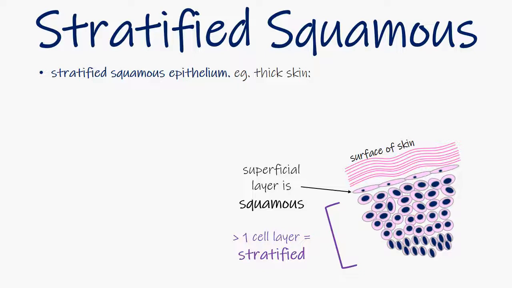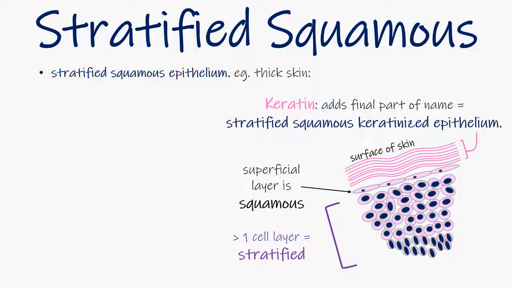One additional term I haven't told you about yet, but I'll tell you now, is that thick skin is covered on its surface by a layer of keratin, and this adds the final part of the name of thick skin, which in its full form is stratified squamous keratinized epithelium. Keratin is an acellular layer that provides protection against physical damages and stresses.